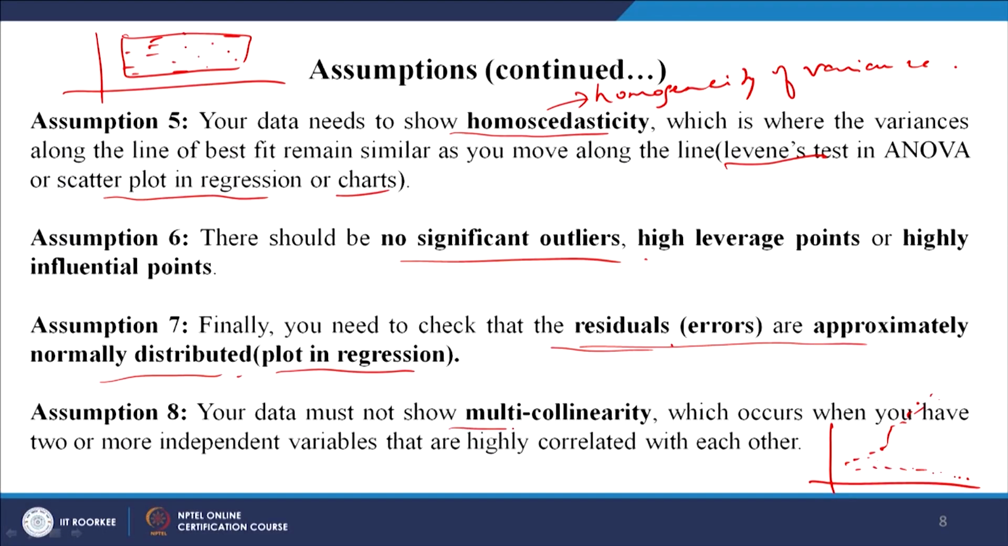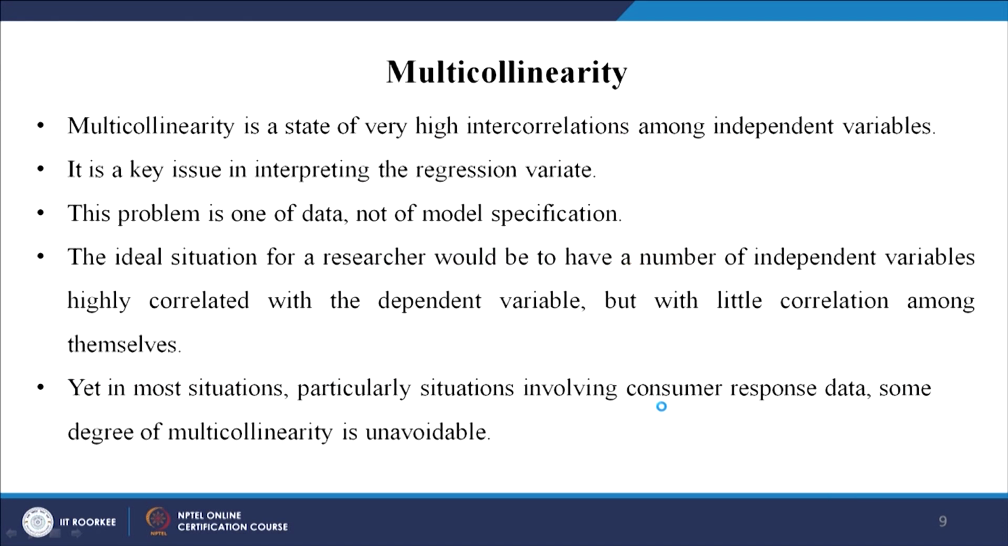Assumption 8 is one of the most vital assumptions, and I will be explaining it in depth. The data should not show multi-collinearity, which occurs when you have 2 or more independent variables that are highly correlated with each other. Now, this is a very dangerous thing, right. The presence of multi-collinearity can really disturb the whole research study. So, let us understand a little more about this concept of multi-collinearity, what you should do and how you should clear this problem.